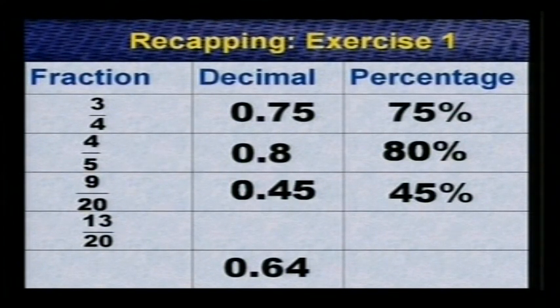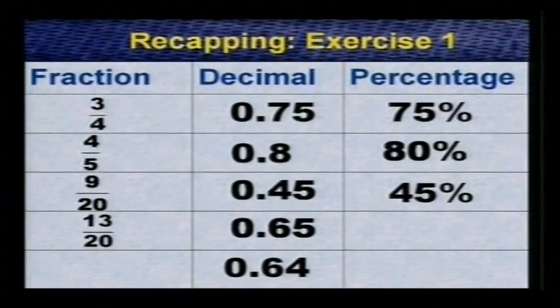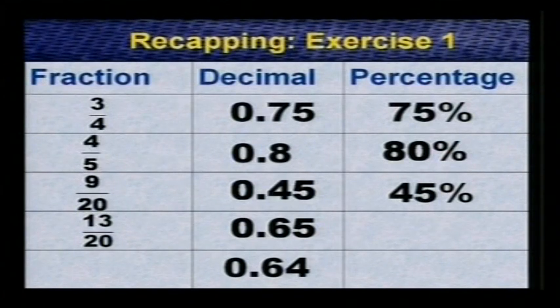Let's move on. 13/20 as a decimal. Jubilee? 0.65. Is it correct? Yes. How about percentage? Michael? 65%. Very good. To change the decimal into a percentage, we multiply by 100, meaning we move 2 decimal places to the right, and my answer is 65%.